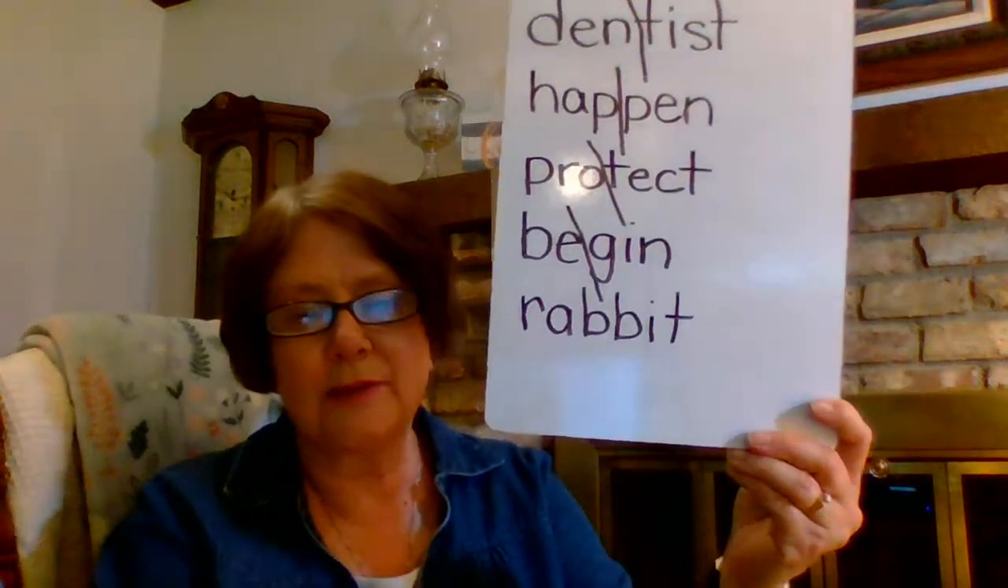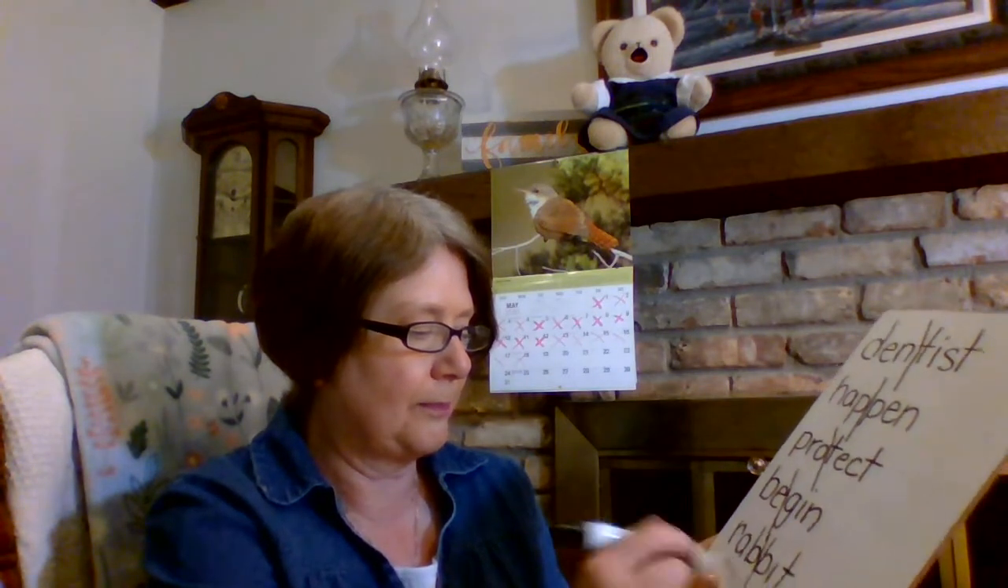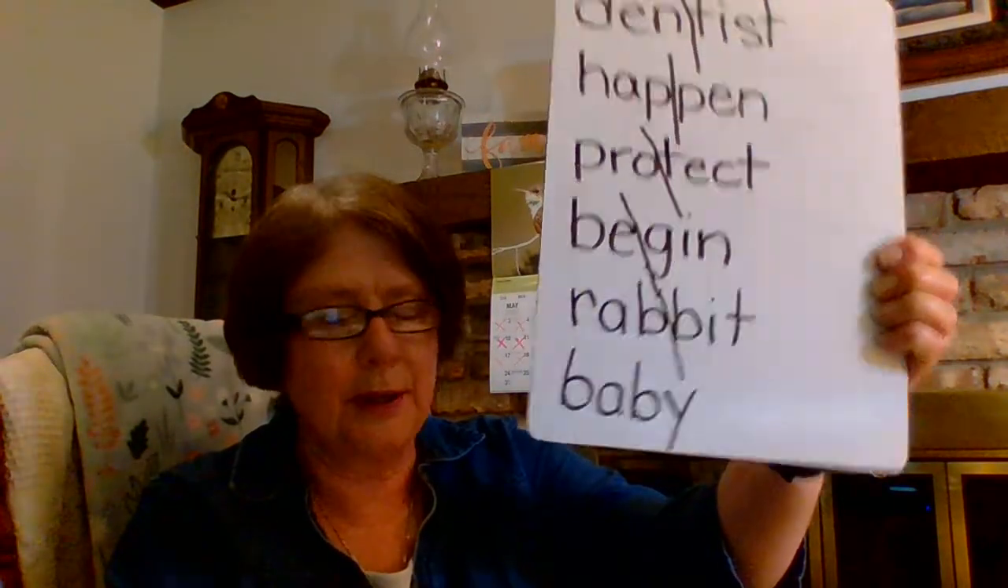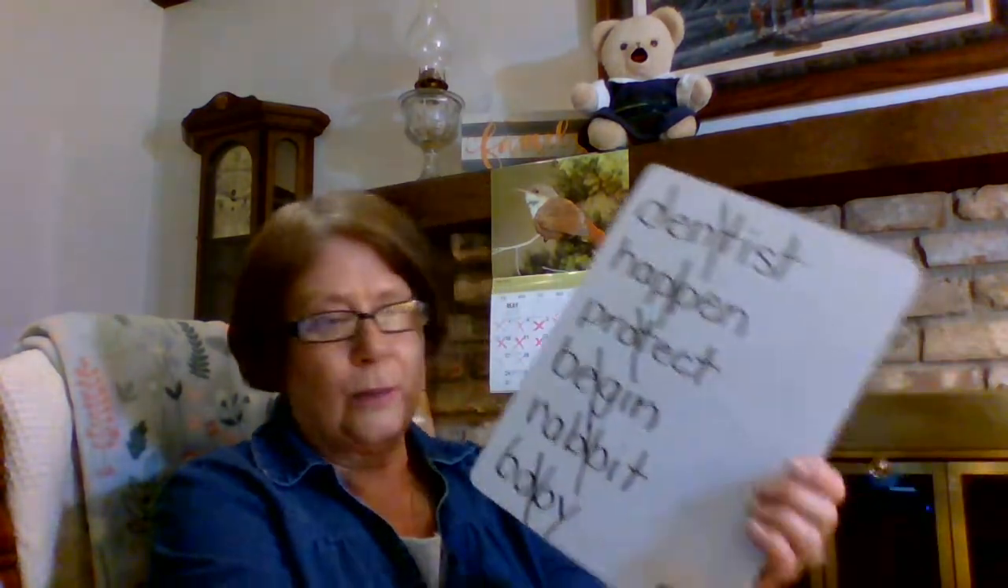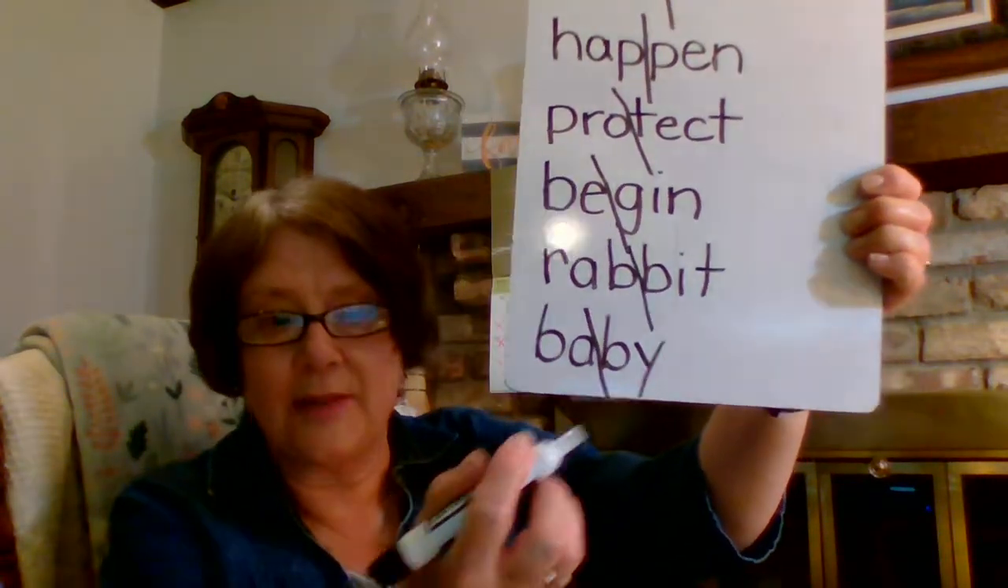Rabbit, R-A-B-B-I-T. Rabbit is a word that has the two B's in it, and that's where we divide rabbit. And our last syllabic word is baby. Baby also has an A in the first part, so we divide it between the A and the B. When I say that, it's the A and then the second B, baby.